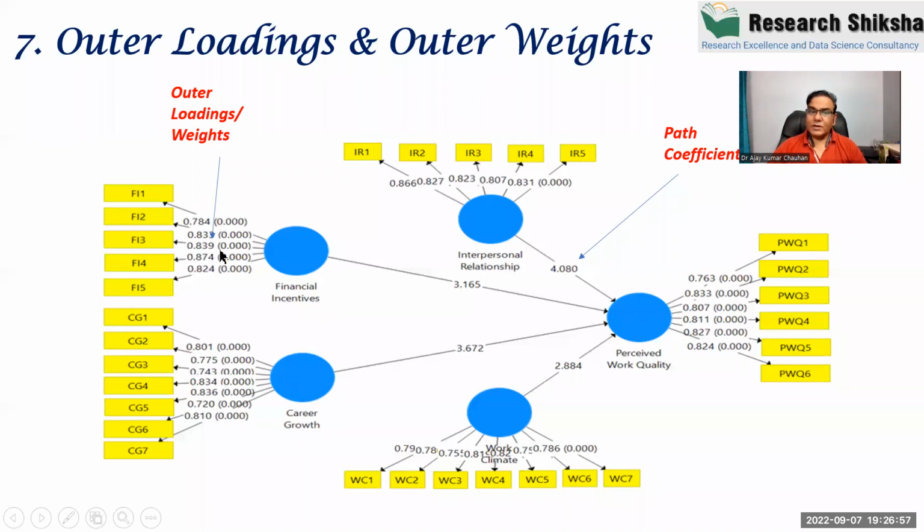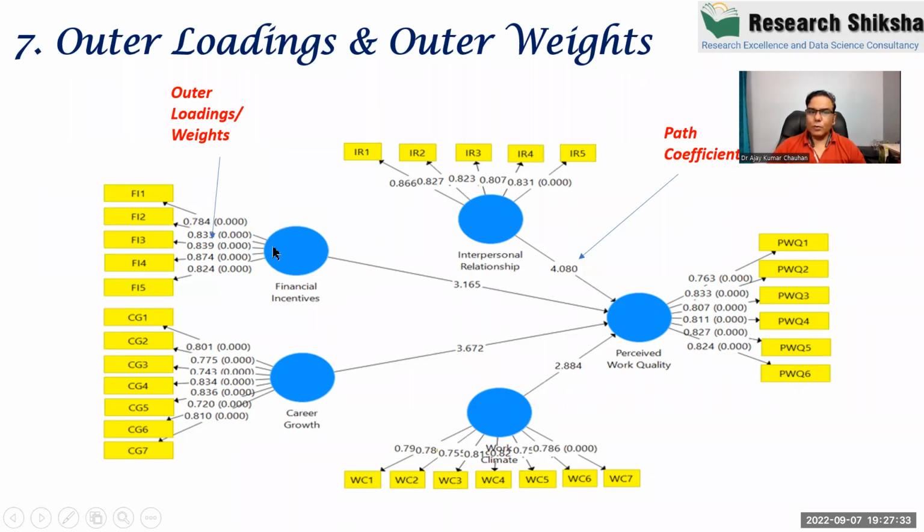For a reflective construct, these numbers should be more than 0.7, and for a formative construct, many of these numbers should be less than 0.7. So for a reflective construct, these numbers are required to be greater than 0.7, and for a formative construct, most of the numbers are less than 0.7. So this is the way we interpret the numbers. So I hope now you have clarity about the outer model.